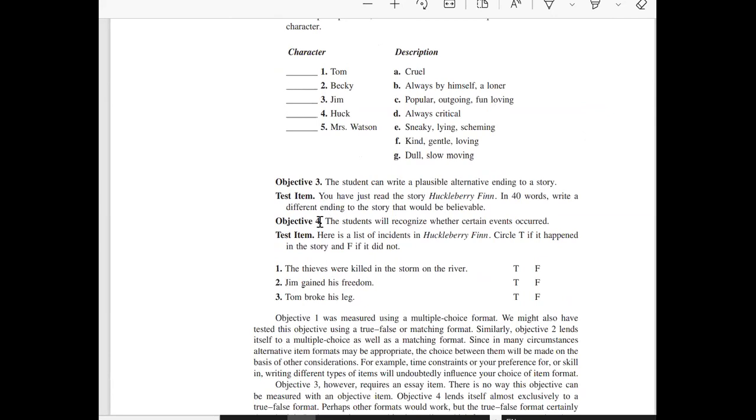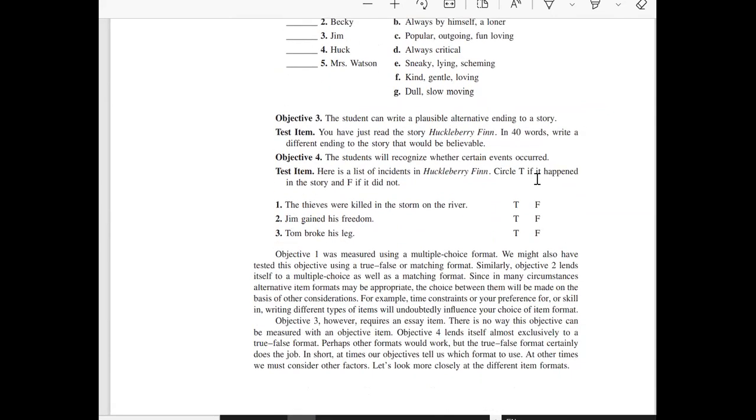But if I want to go down, here's an example of true and false, how you could set it up. And of course, you have to make sure that your instruction is very clear. Test item, here's the objective for it. The students will recognize whether certain events occurred. The test item: here's a list of incidents in Huckleberry Finn. Circle T if it happened in the story and F if it did not. So it gives you the specific instruction very clearly.